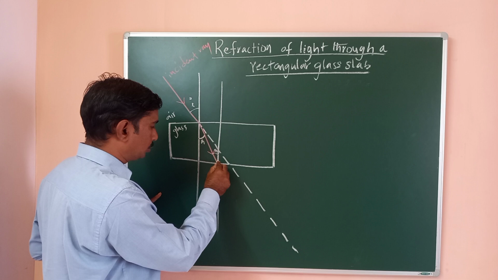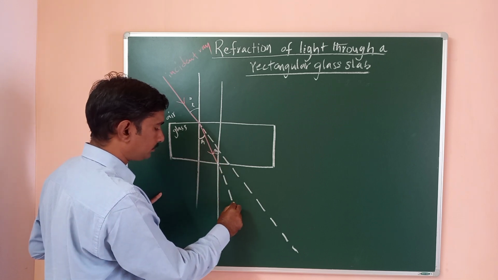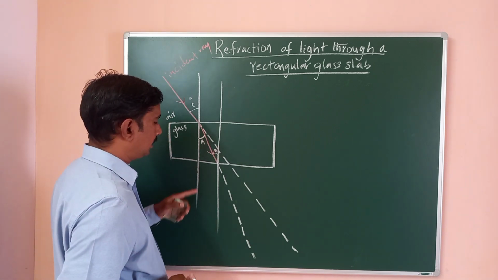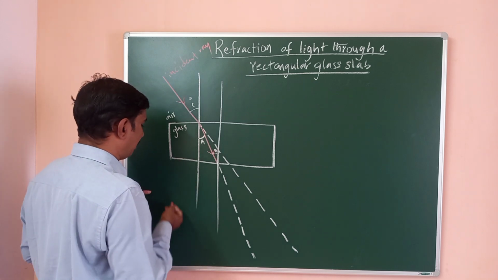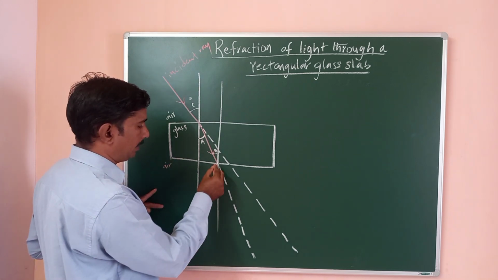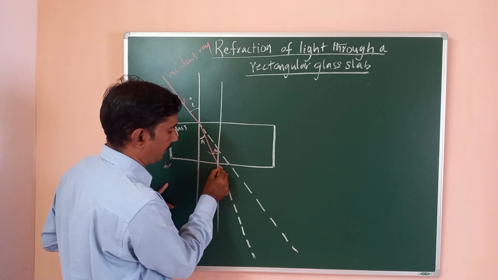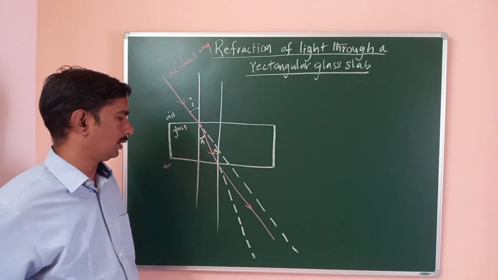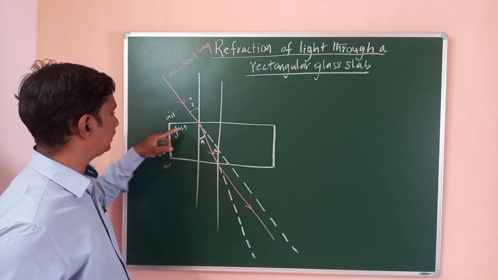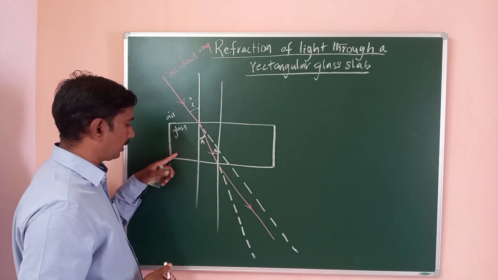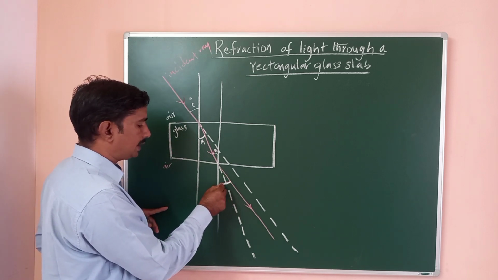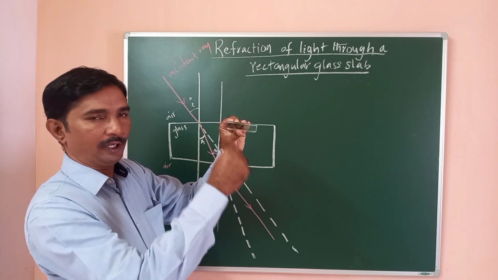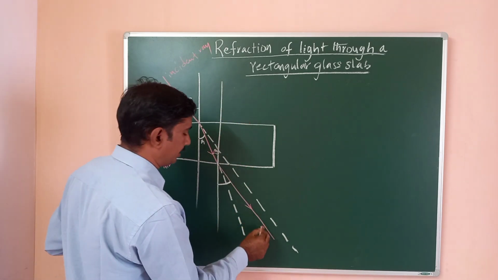Now this light ray is supposed to go in this straight line. But as there is a change in velocity, it comes back to air. It bends away from the normal and goes. Previously, when it traveled from air to glass, it bent towards the normal. Now that it is going from glass to air, it bends away from the normal. This ray has emerged out of this surface of the glass slab. This ray is called the emergent ray.